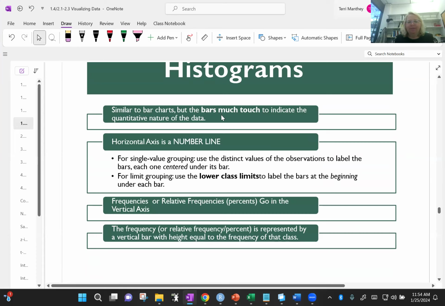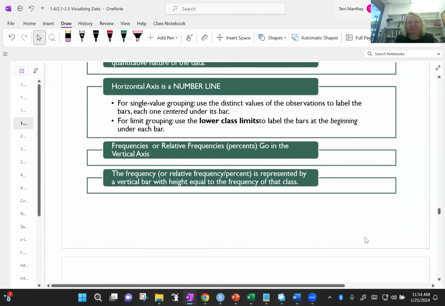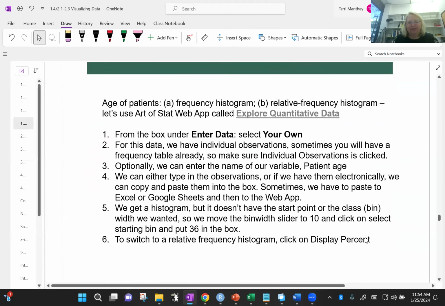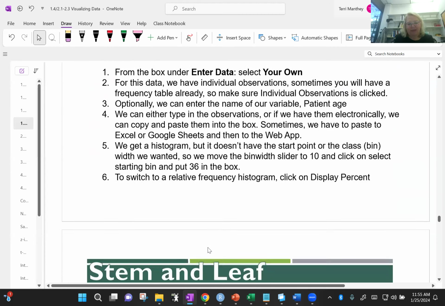So a few things, of course, bars have to touch. You guys can read all of that. And if we take a look at this, I've showed you how to use explore quantitative data to make all of these. This is basically what I had done. This is just the instructions for everything that I did on that problem.